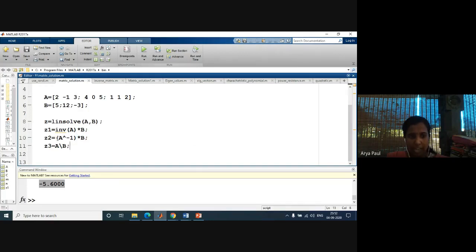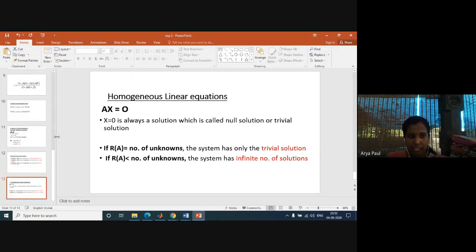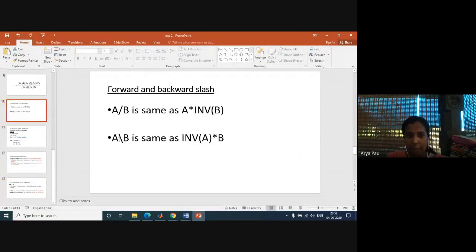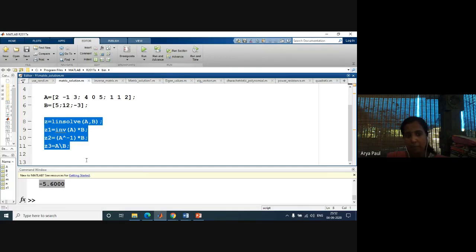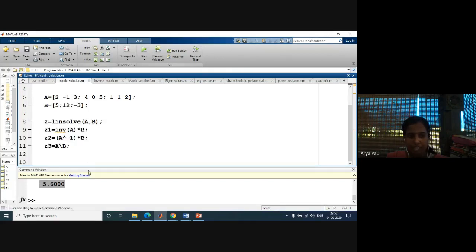As I've already told you, A inverse into B is same as inverse of A into B, which is same as A backslash B. What is A backslash B? We have already seen this. See here. A backslash B is inverse of A into B. So these four are same and will give you the same result. Let me check this.